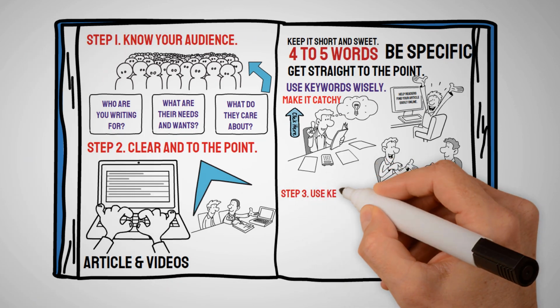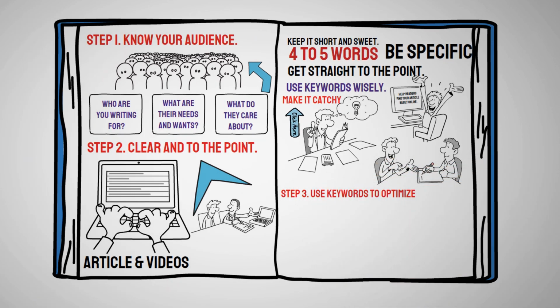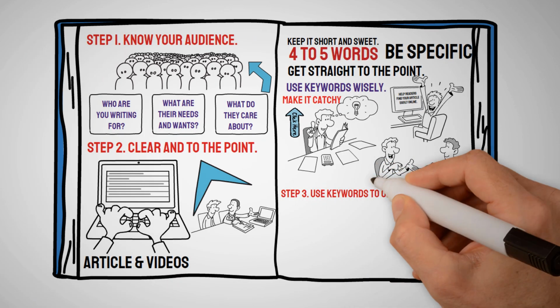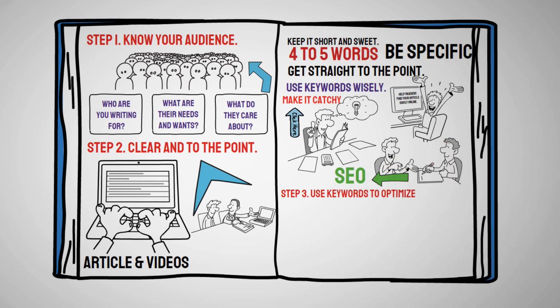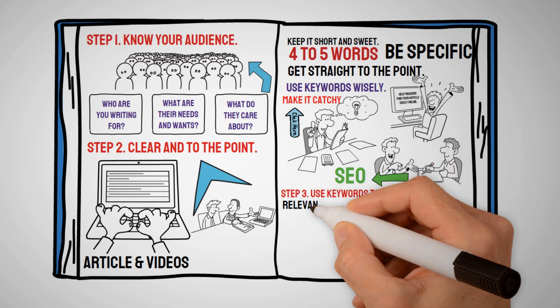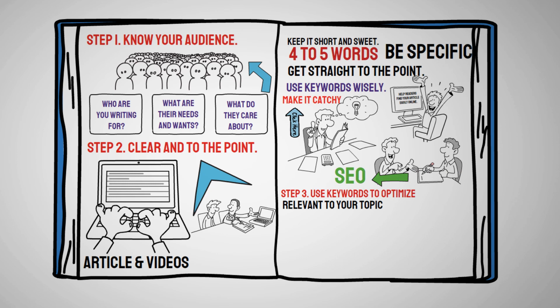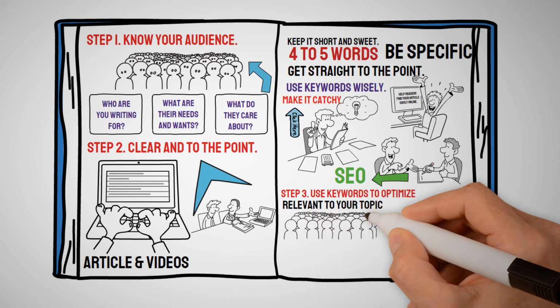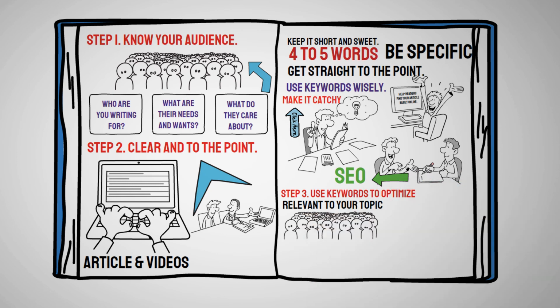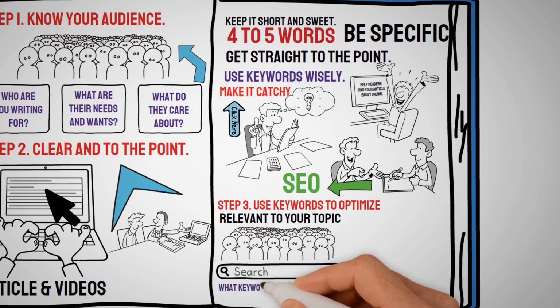Step 3. Use keywords to optimize your headline for SEO. When you're writing a headline, it's important to keep SEO in mind. Use keywords that are relevant to your topic and that people are likely to search for. This will help your article show up in search engines' result pages and make it more likely that people will click on it. Think about what keywords you want to target and then include them in your headline.